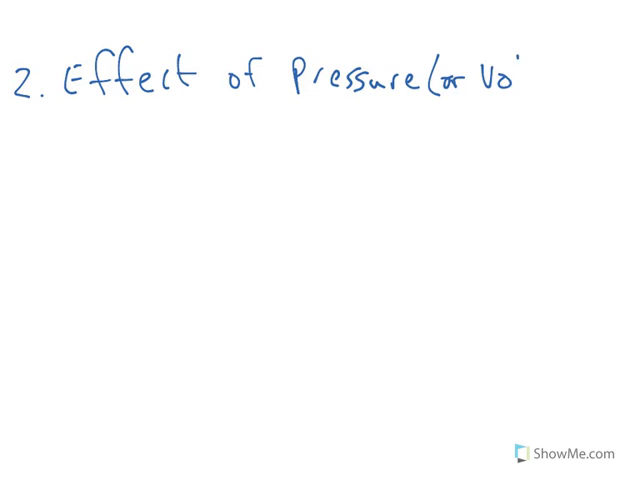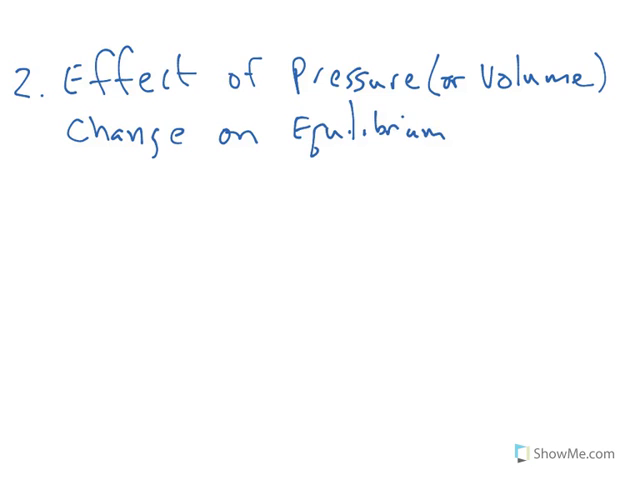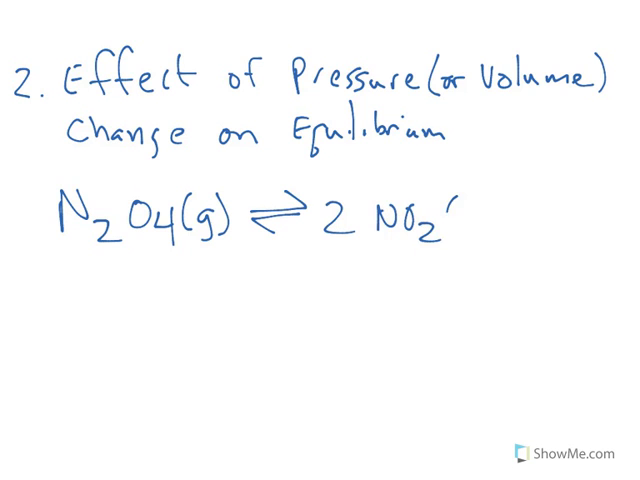All right, the next one I want to look at is the effect of a pressure or volume change on equilibrium. And this is going to have the largest effect on reactions that contain a species in the gas phase. All right, so let's go back to a gas phase reaction we've been looking at. Take N2O4 gas again, and I'm going to get 2NO2 gas.